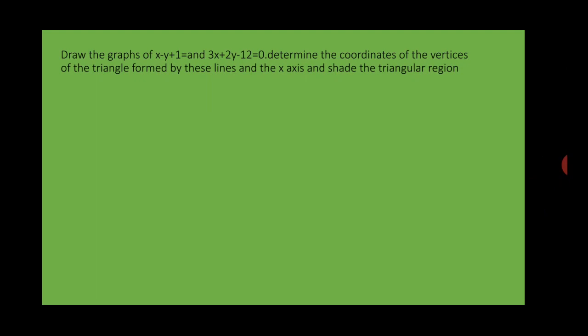Next, draw the graphs of x minus y plus 1 is equal to 0 and 3x plus 2y minus 12 is equal to 0. Then determine the coordinates of the vertices of the triangle formed by these lines and the x-axis and shade the triangular region. Right? First take down the two equations. What are the two equations?